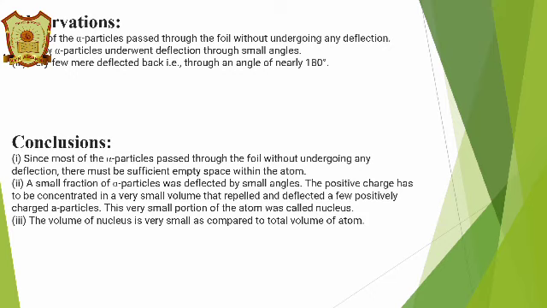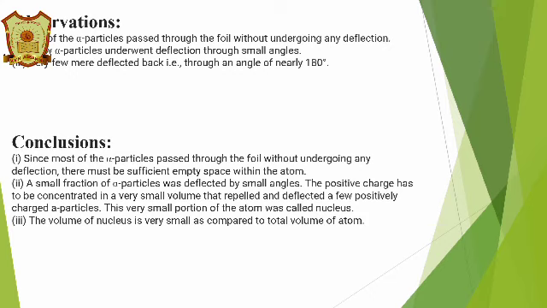Because if something is not getting deflected, it means nothing is coming in its path. What does that mean? It means that it is empty, right? So he said that since most of the alpha particles are passing straight, and passing straight means that they are not getting deflected, and not getting deflected means there is so much empty space within the atom.